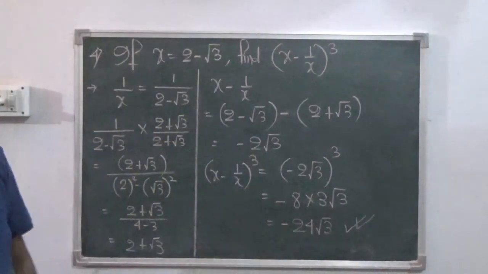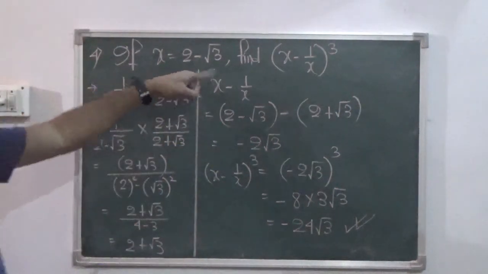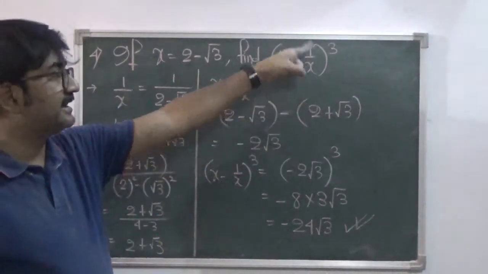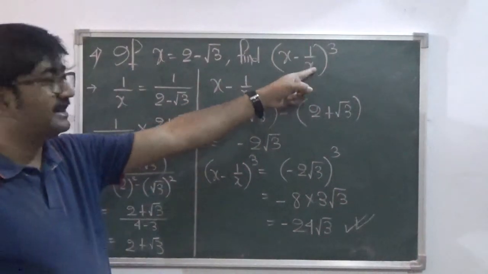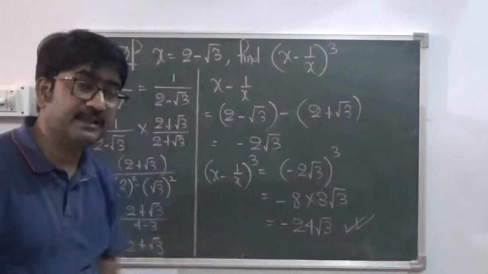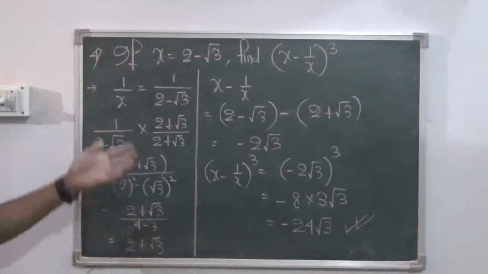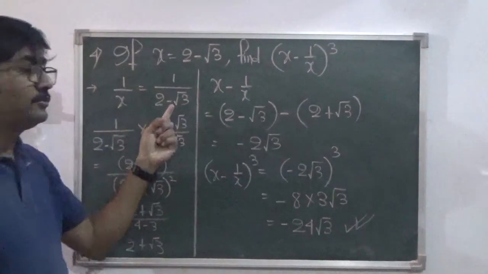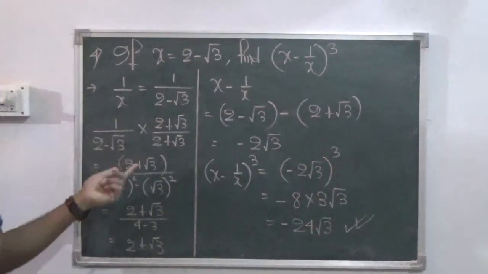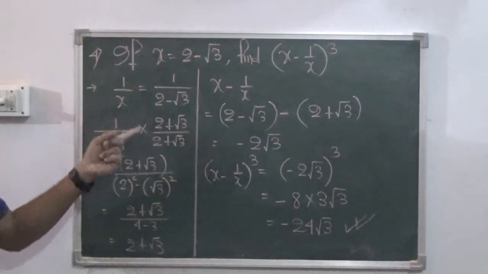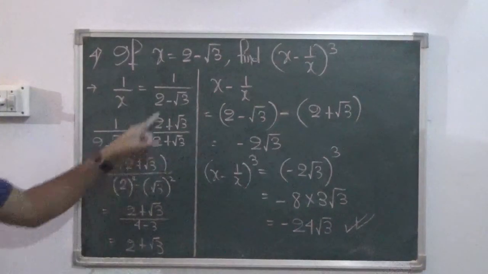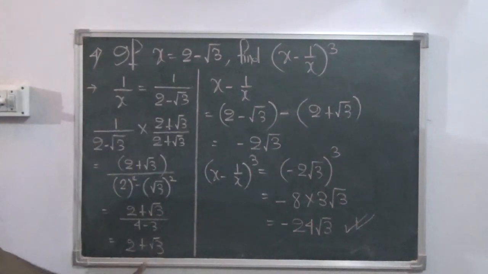Hope you are getting it. If x equals 2 minus root 3, you have to find x minus 1 by x whole cube. Since 1 by x is required, first you find 1 by x by rationalizing the denominator. So 1 by x is 1 by 2 minus root 3. We need to rationalize both the numerator and the denominator by its conjugate, that is 2 plus root 3. So you get the final answer 2 plus root 3.